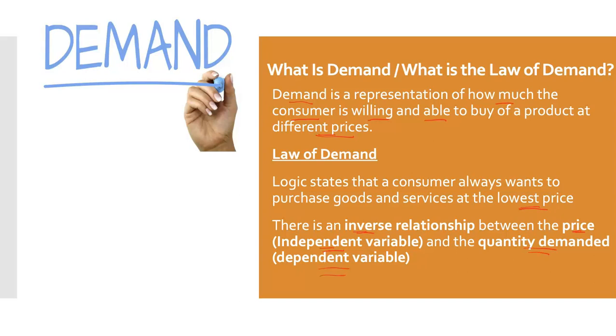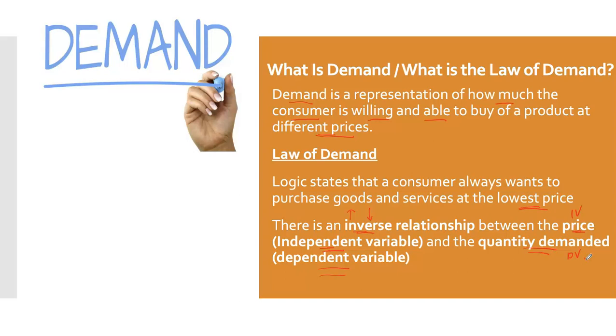What do I mean by an inverse? As one thing goes up, another thing must go down. Our two things are the variables, price, which is our independent variable, and quantity demanded, which is our dependent variable. And for those that are doing science as well, you know that the independent variable, in this case price, is the thing that gets manipulated, so goes up or down. And when that happens, the quantity, our dependent variable, is going to change as well.